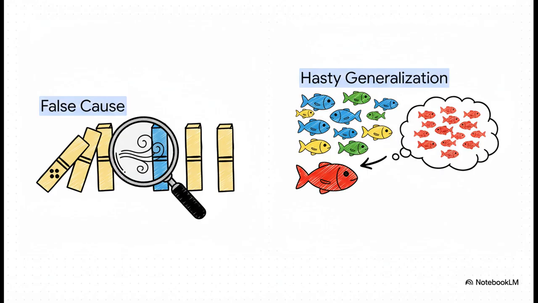Okay, hold on, because this is super important. People get these last two mixed up all the time. Let's break it down. False cause is all about time and sequence. It's confusing after this with because of this. Hasty generalization, on the other hand, is about quantity. It's confusing one example with the whole group. That's a really key difference to remember.